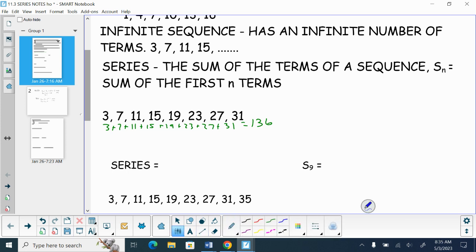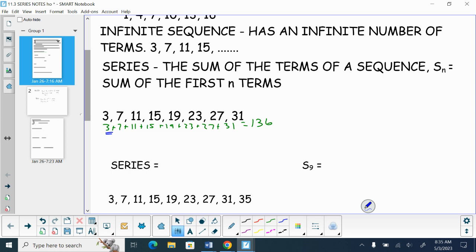The nice thing with addition is that we have all kinds of properties we can deal with, the commutative and associative properties. Basically, it does not matter in which order we add these. We can add 3 plus 7 plus 11 plus 15 and so on, just down the line. Or we can add 3 plus 31 and 7 plus 27 and 11 plus 23. We can add these in any order we want. So let's do some trickery here and see what happens.